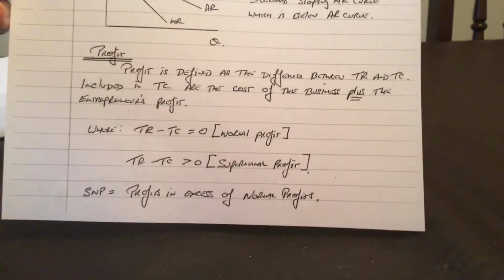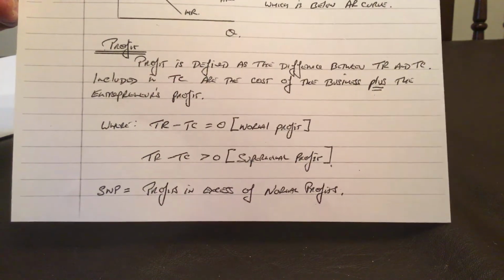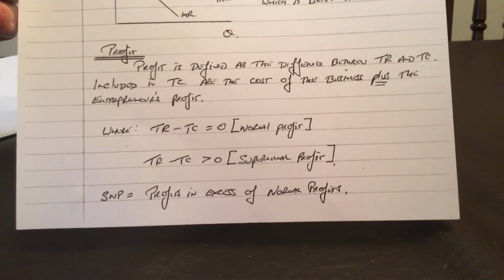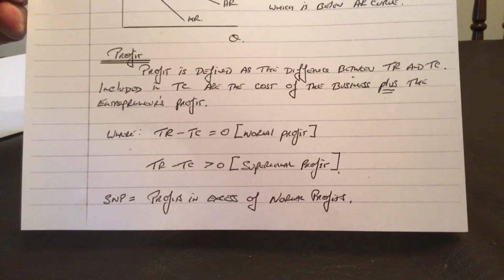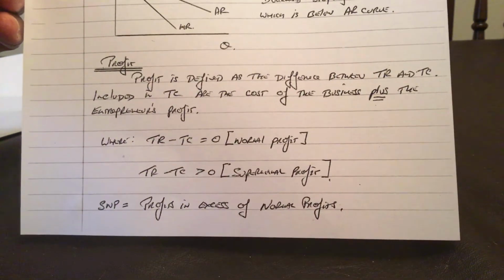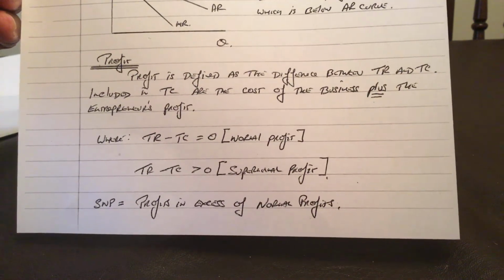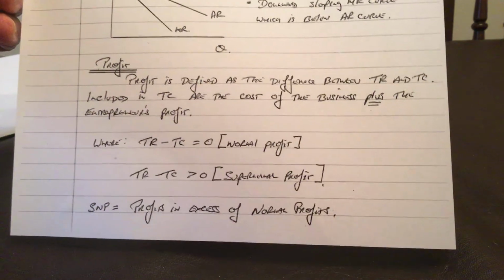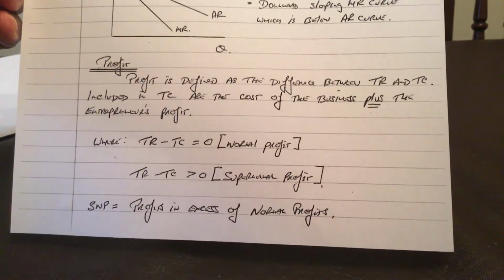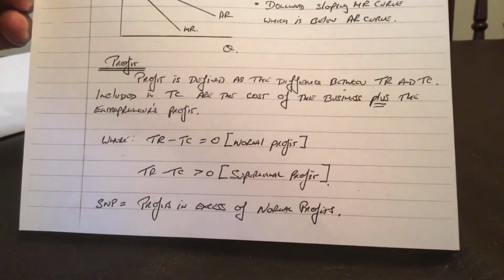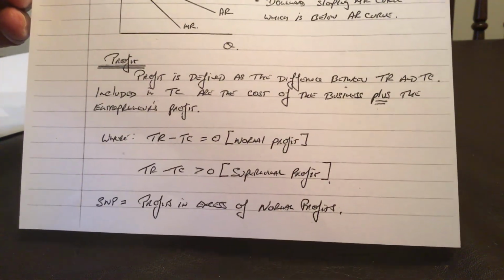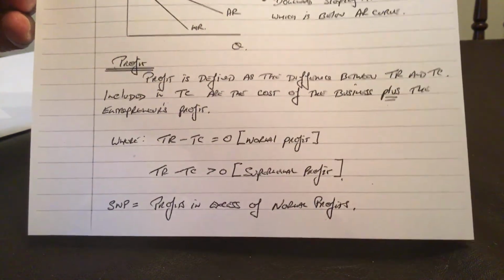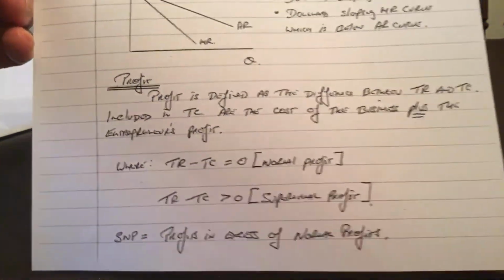Profit. Profit is defined as the difference between total revenue and total cost. Included in total costs are the costs of the business plus the entrepreneur's profit. Now the next bit is vital. Where total revenue minus total cost is equal to 0, we have normal profit. Where total revenue minus total cost is greater than 0, we have supernormal profits. So supernormal profits are profits in excess of normal profits. Could you highlight that, please?